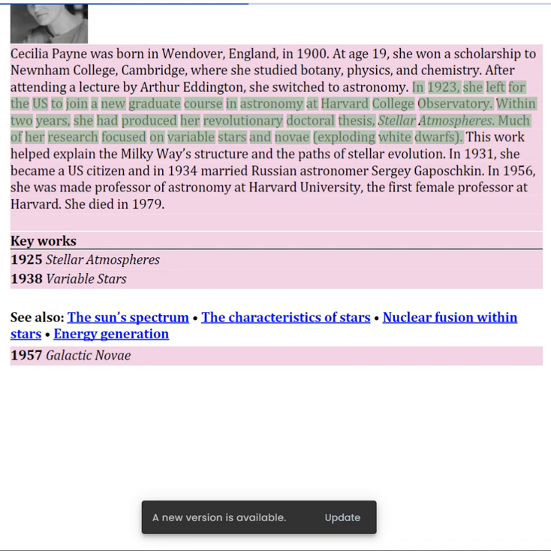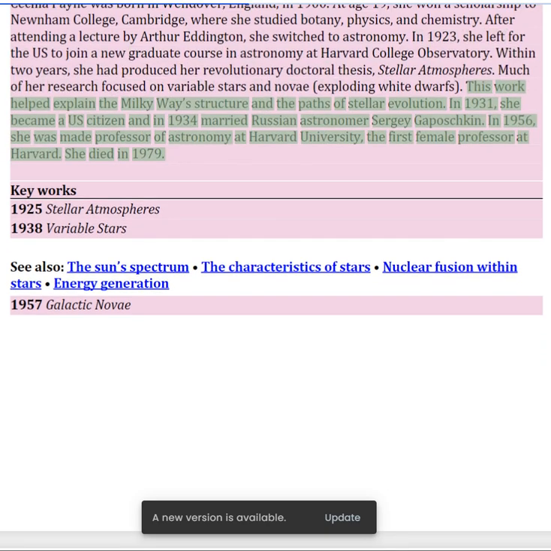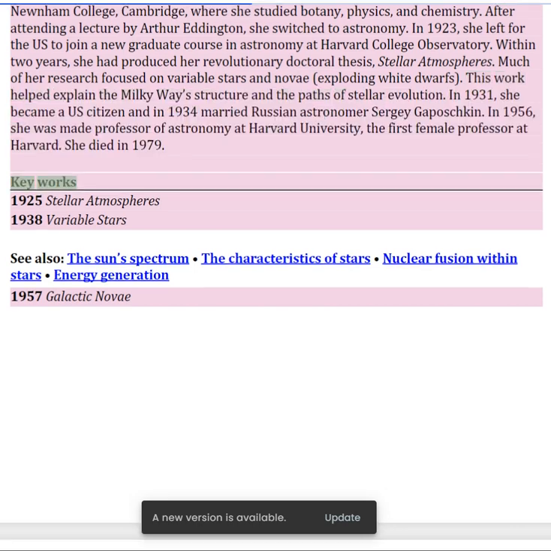Much of her research focused on variable stars and novae. This work helped explain the Milky Way's structure and the paths of stellar evolution. In 1931, she became a U.S. citizen and in 1934 married Russian astronomer Sergei Gaposchkin. In 1956, she was made professor of astronomy at Harvard University, the first female professor at Harvard. She died in 1979.